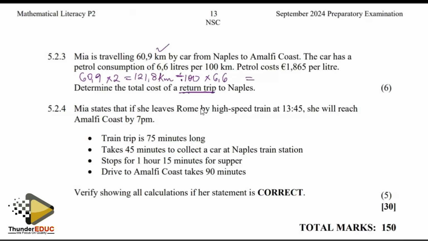So you have 8. These are the number of liters or the amount of liters, so times 1.865. And the answer becomes €14.99.